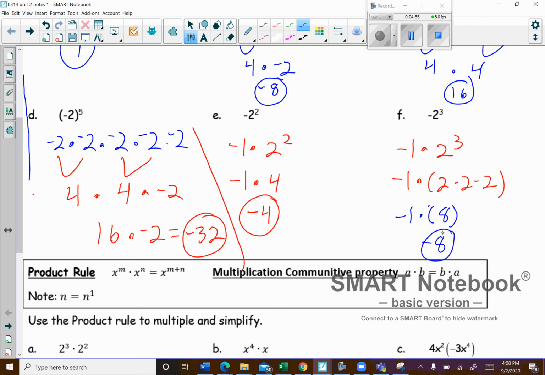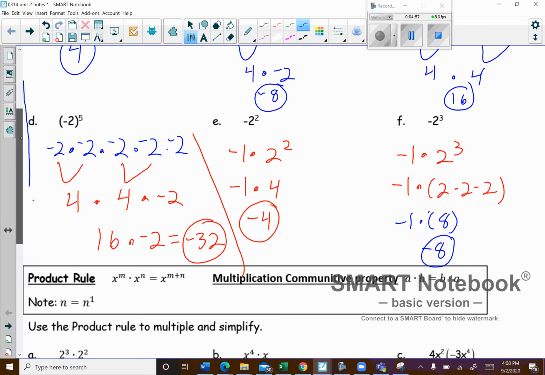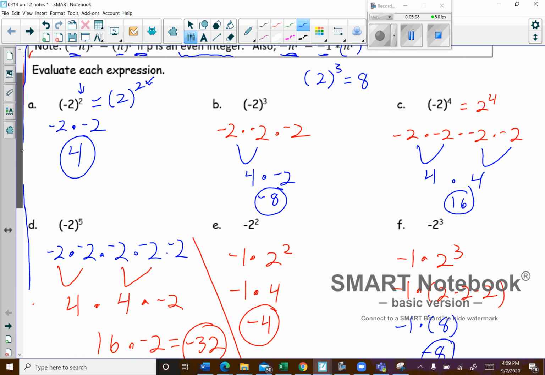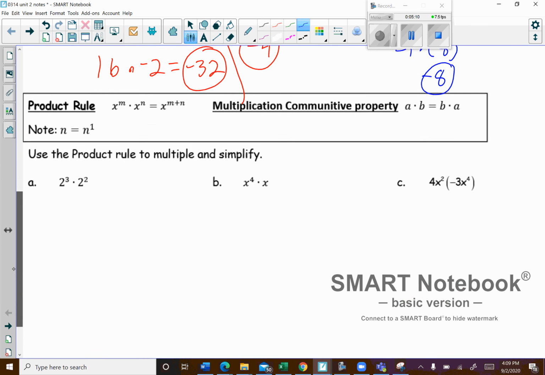Okay, so that's just looking at... And you know, what is an exponent? It's just the power, and then the base is right there. So hopefully that gets us started. Now we're going to look at some rules that go with these.